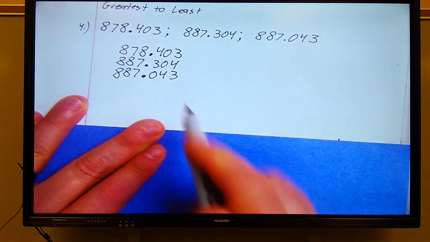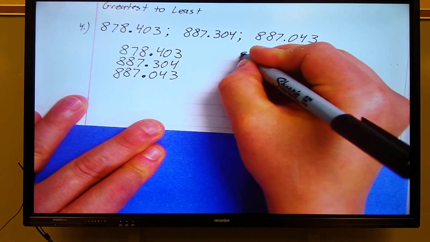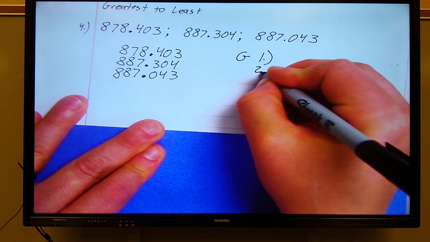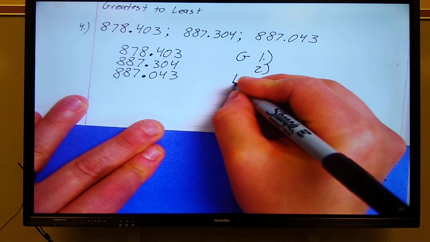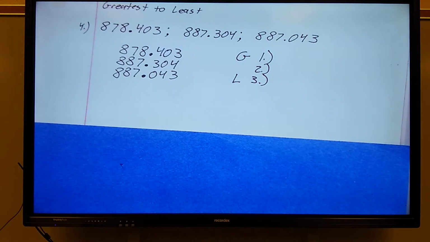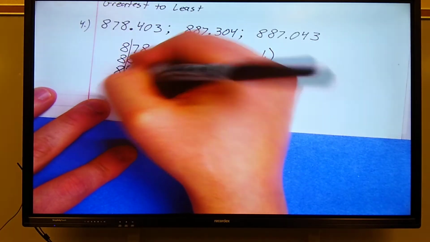Now, the instructions are greatest to least. That means I'm just going to put a G. My greatest number is going to be first. My least number is going to be last. So let's figure out what's going on here. I divide them up by the columns.